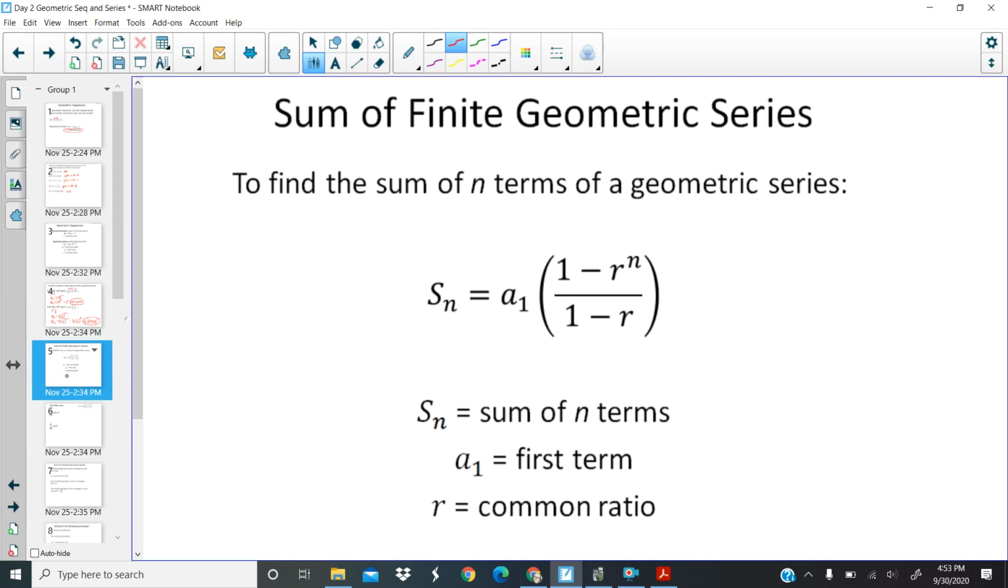But if you're trying to find the sum of the first n terms, then you have the formula S sub n, which is just saying the sum of that many terms, is going to equal the first term times 1 minus the common ratio to the n power, which is just the number of the terms that you're trying to add up, divided by 1 minus that common ratio. So go ahead and pause here so that you can get that formula down.